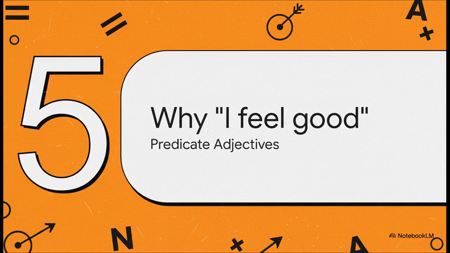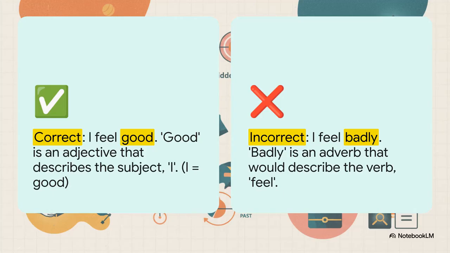Okay, let's grab our new equal sign tool and use it to solve our second mystery, the curious case of feeling good versus feeling badly. Here's the breakdown. When you say I feel good, the word feel is a linking verb. It's an equal sign. You're really saying I equals good. Good is an adjective, and it's describing the subject I.